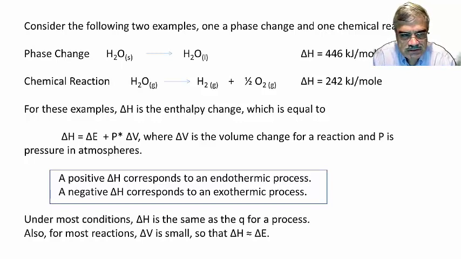That's what we're doing. Okay, consider the following two reactions. One is a phase change, and the other is a chemical reaction. The phase change reaction, we have solid water, that's ice, melting to liquid water. And we have at the right something called an enthalpy change, which we'll talk a little bit more about in a second. And that enthalpy change is 446 kilojoules per mole. And then the second example is the chemical reaction of water being broken into its elemental components, hydrogen gas and half an oxygen molecule. And we also have an enthalpy change, a delta H, of 242 kilojoules per mole.